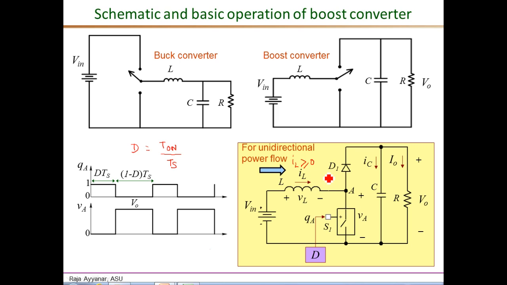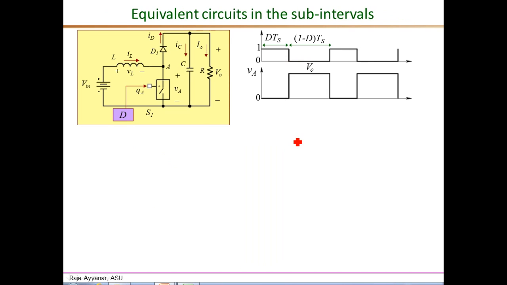The boost converter, as the name suggests, is used for applications where the output voltage always needs to be higher than the input voltage. Now the exact mechanism by which we get higher output voltage, that's something that we will learn in the following slides using the equivalent circuit analysis.